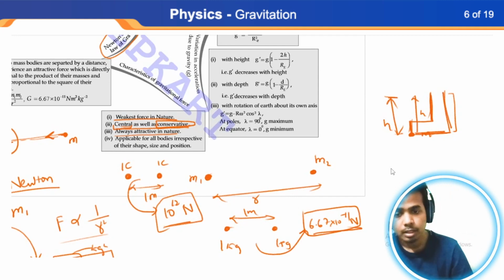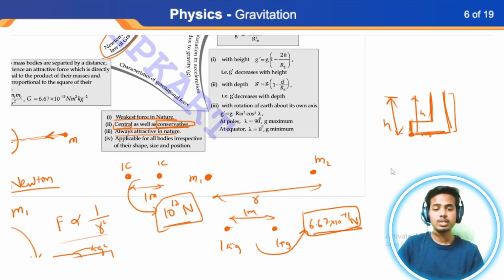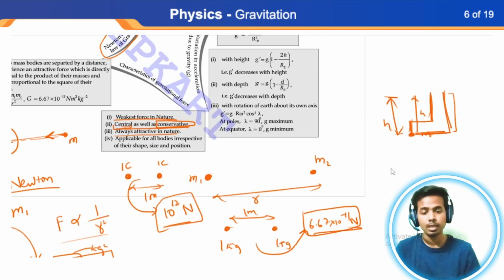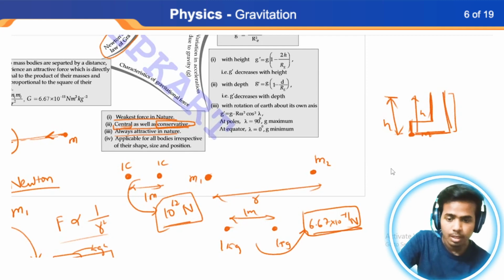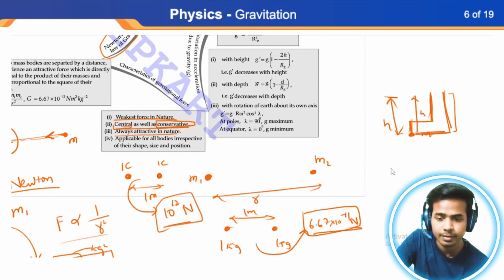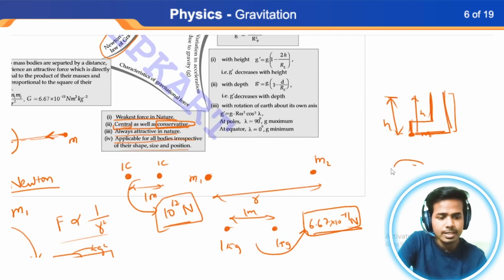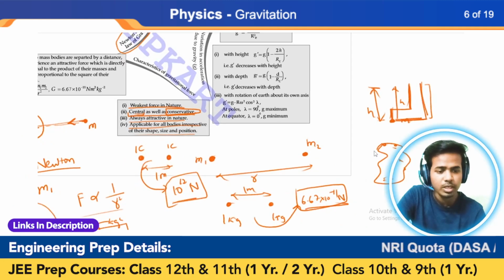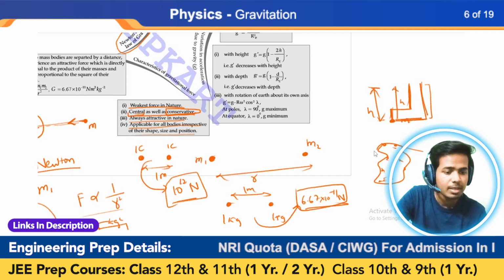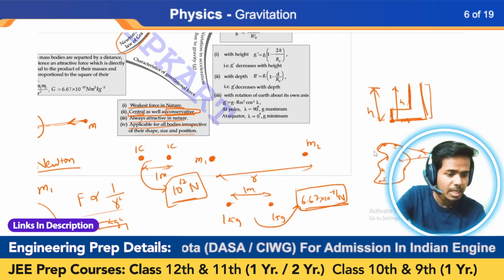Actually, it is different from the Coulomb's force on the charges, in which it can be repulsive as well as attractive. But this gravitation is always attractive in nature, applicable to all bodies irrespective of the shape, size, and position. Of course, because let's say there is this body of this shape, it is made up of particles, right? There's this one another point mass. Then if it is made up of particles, then each of them will attract this mass, right?